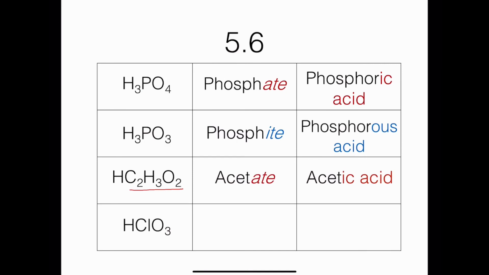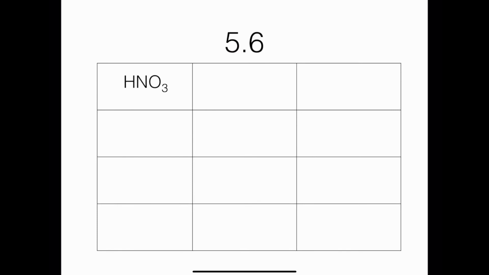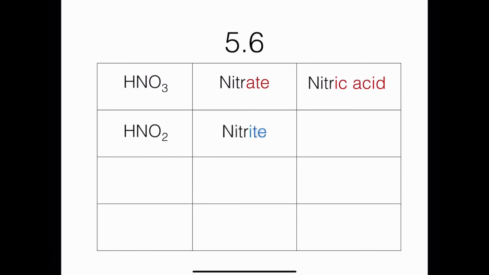HClO3. ClO3 is chlorate. Ate becomes ic. This becomes chloric acid. HNO3, you should recognize the NO3 as nitrate. Ate becomes ic. This becomes nitric acid. HNO2, one less oxygen, is nitrite. Ite to us, nitrite becomes nitrous acid.